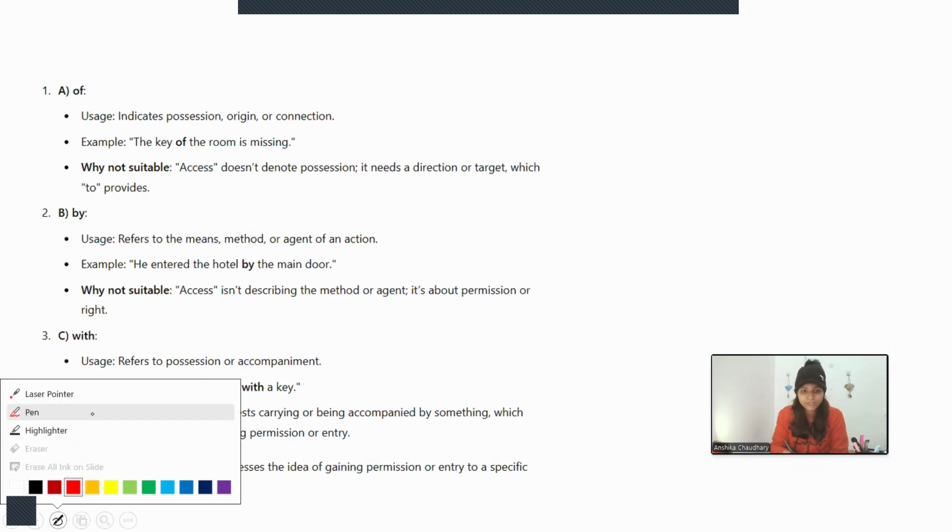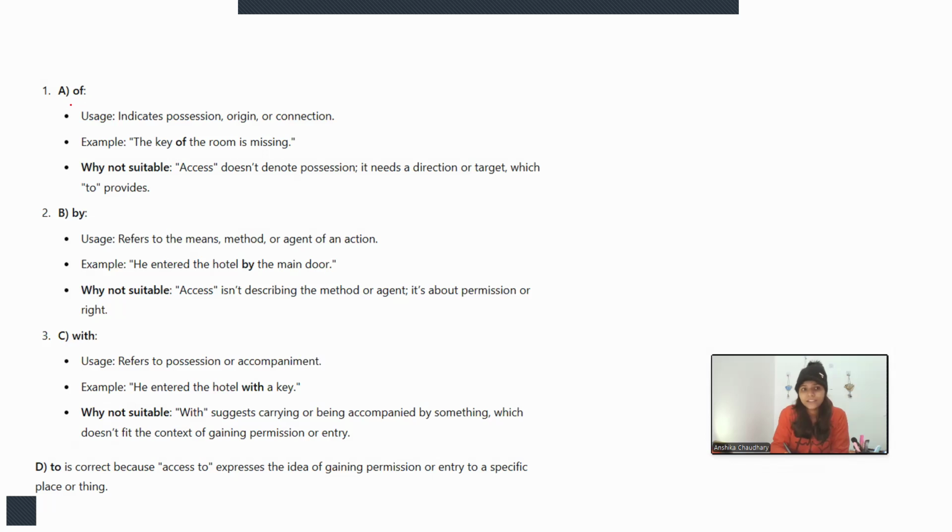If you see the complete explanation, I have noted that "of" indicates position, origin, or connection, right? These are the three usages of "of". Here is an example: the key of the room is missing. Here it is position, that key belongs to that room, so it denotes some kind of position or belongingness, right?